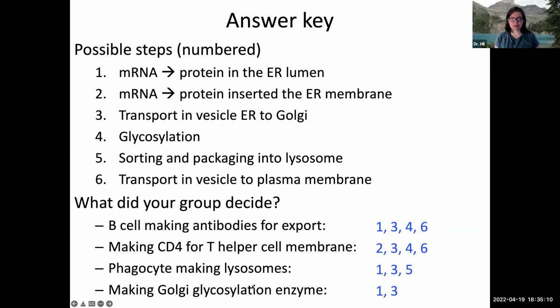So again, here's the answer. We make the protein in the interior of the ER and we send it to the Golgi, and then it shows up in the interior of the Golgi.